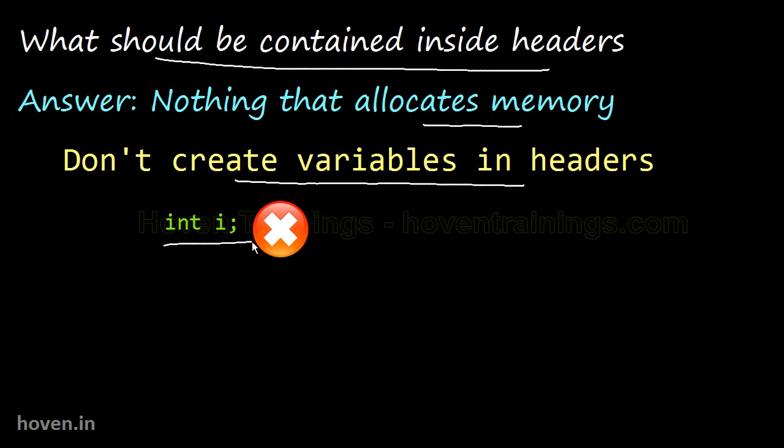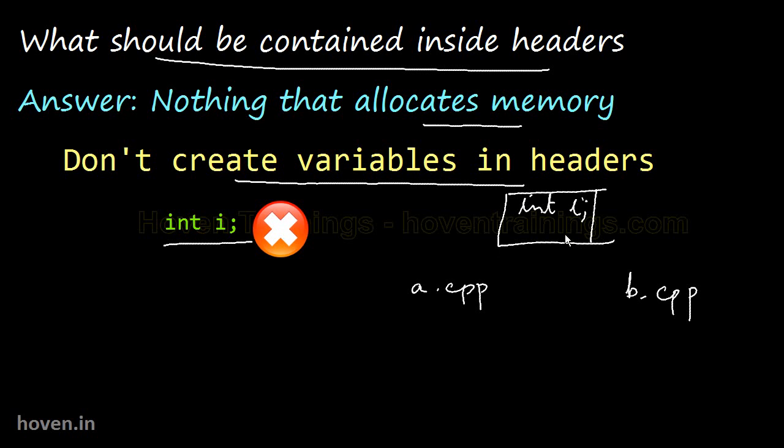This statement inside a header will cause multiple definition error. If this header is included in two or more CPP files, suppose this is one file a.cpp and this is second file b.cpp and this is a header in which we write int i. This header is included here and this header is included here. What will happen? In the same project, there will be two int i, one appearing in a.cpp and the second appearing in b.cpp. These two global int will cause a multiple definition error, linker error.